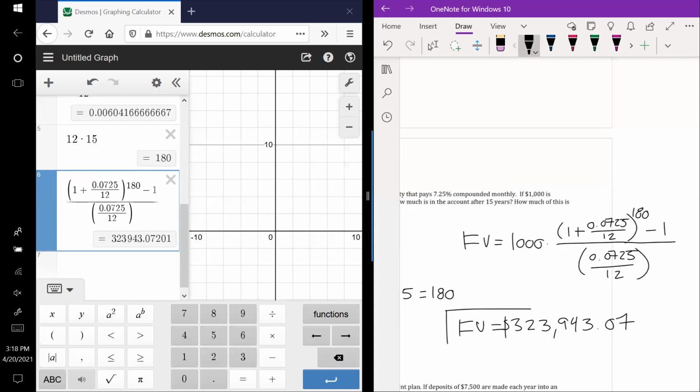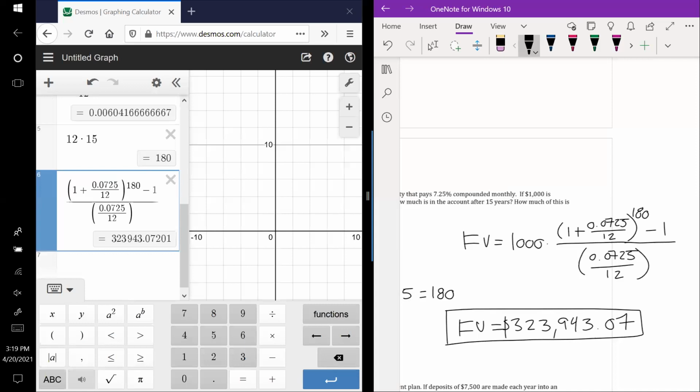That is a good chunk of change to have after 15 years. So this is way better than the last lecture that you guys had to watch, of course, because in the last lecture, you're putting in a certain amount of money and you let it sit. This lecture, you're constantly putting money in. You're putting $1,000 in every month at a certain interest rate. So the more money you put in, the more interest you're going to get back.